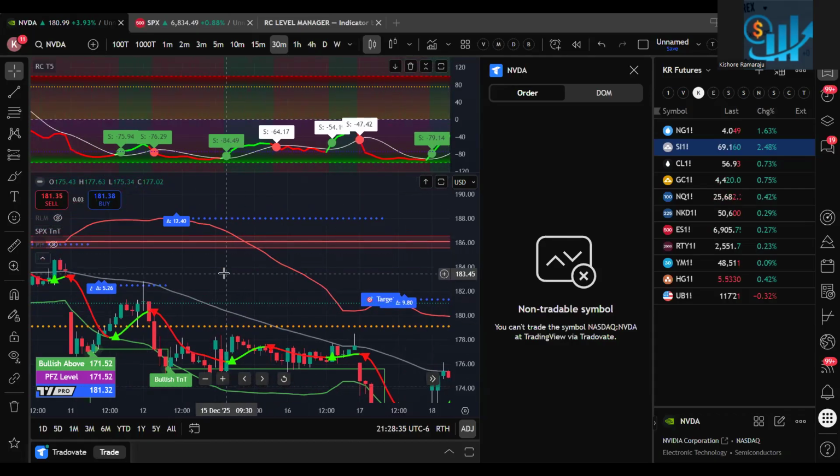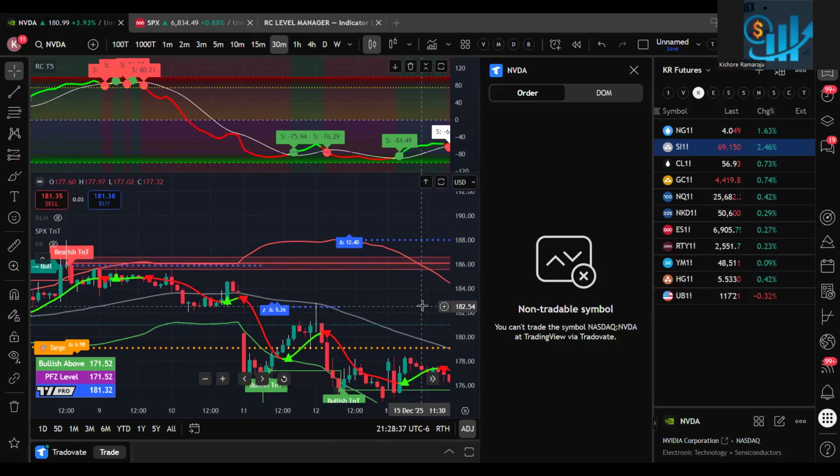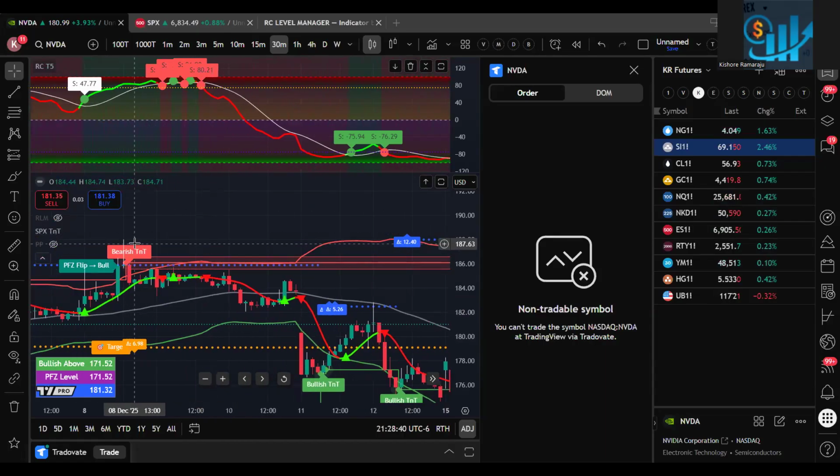So this is where you got a bearish tag and turn. Your T5 went to the top, then it dropped. So this is like a sell opportunity. This is like a buy opportunity.